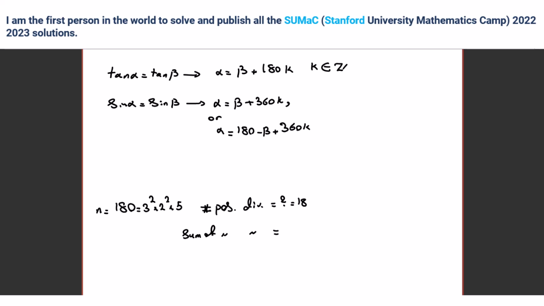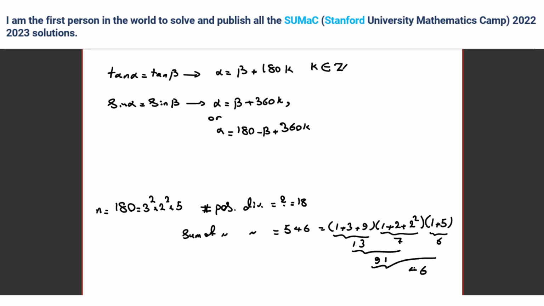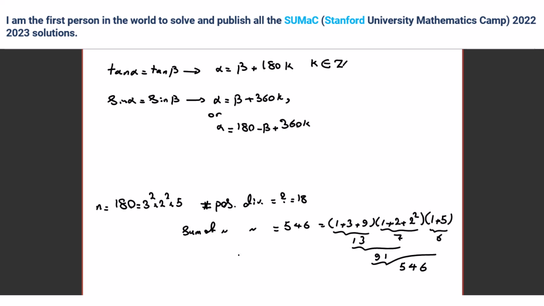Sum of positive divisors is what? 546. Yes. Okay, let's check. 1 plus 3 plus 9, 1 plus 2 plus 2 squared, 1 plus 5. So 13, this one 7, this one 6, so this one is 91. 546. Good job.